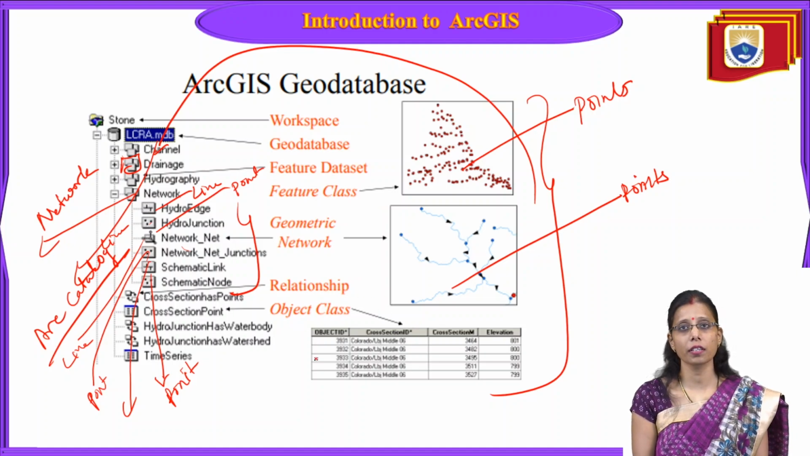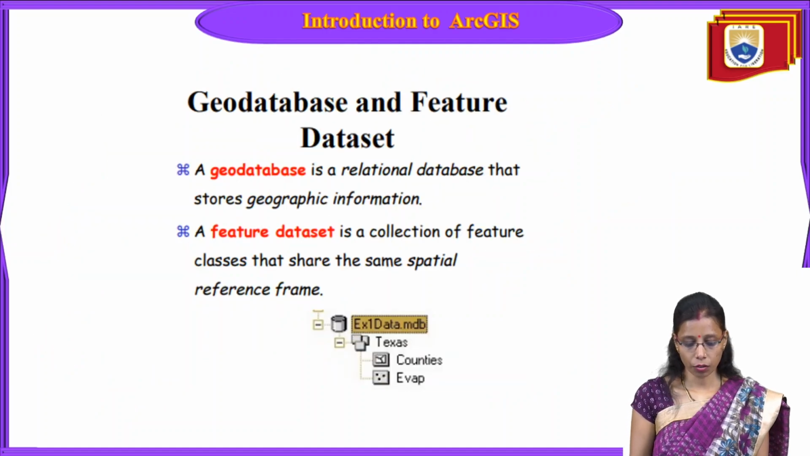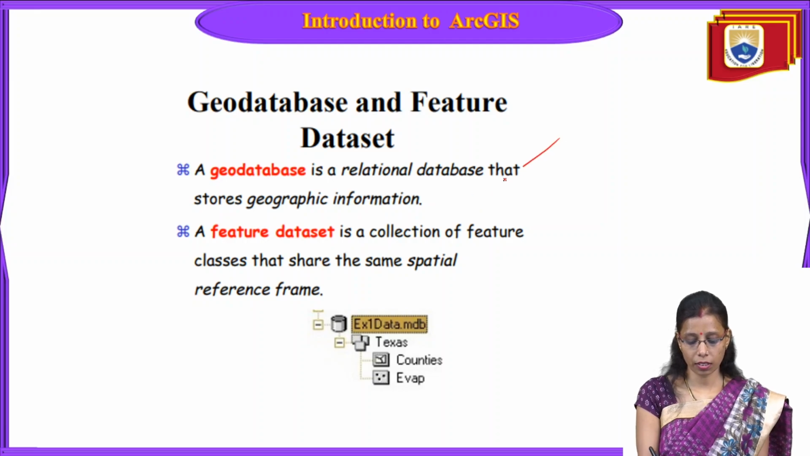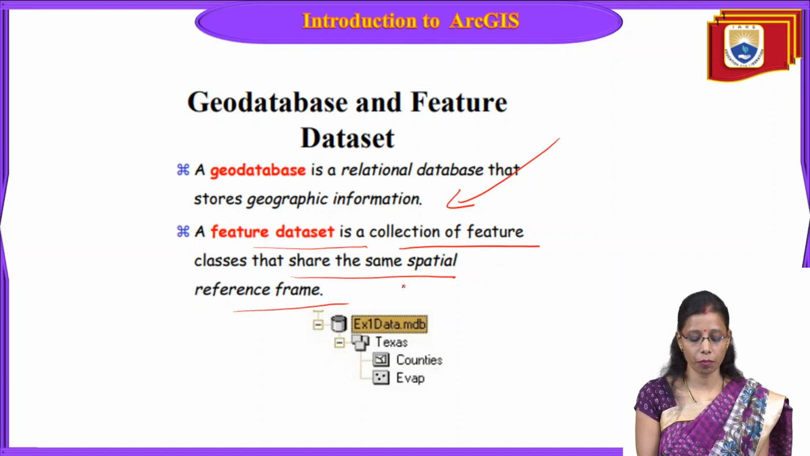All this information is stored in the ArcGIS database. This geodatabase we can just view in the ArcCatalog window. Okay, so geodatabase and the feature dataset. Geodatabase is the relational database that stores the geographic information. And feature dataset is a collection of feature classes that share the same spatial reference frame.